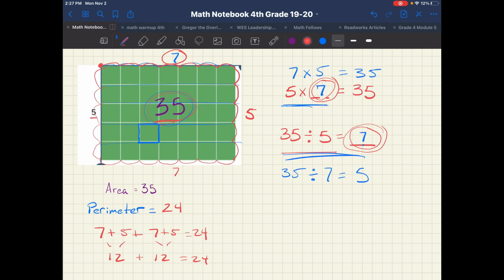To get the area, you always multiply. So you just multiply 2 of the sides to get the area. Add all 4 sides to get the perimeter.